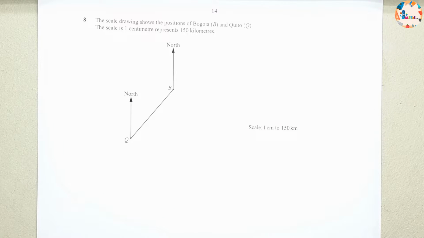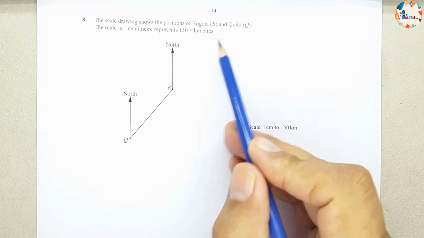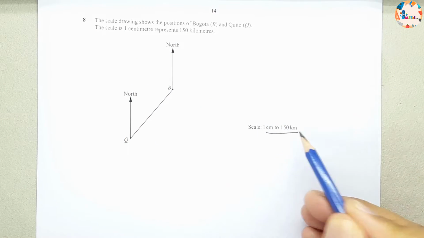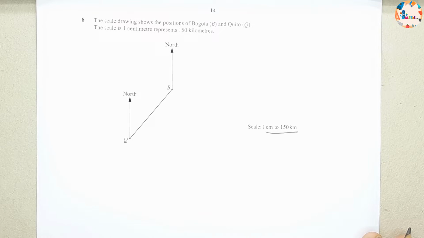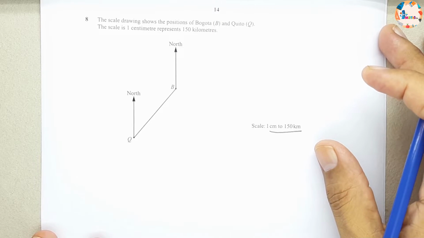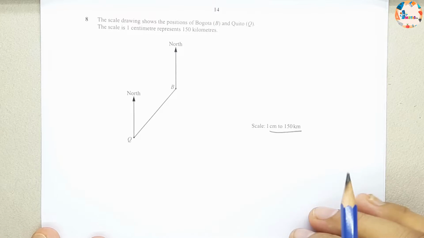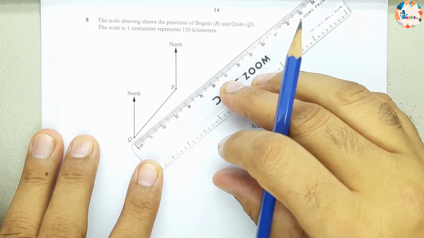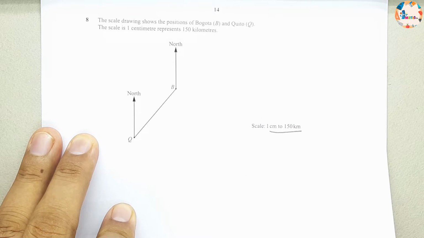Now this is a bearing question. Question number 8. The scale drawing shows the positions of Bogota B and Quito Q. So these are the two locations. The scale is 1 centimeter to 150 kilometers. You will have to keep in mind that scale drawings in this published paper are reduced compared to the original paper. So we may have a variation of measurements in terms of length. I'm talking about angle measurements will remain the same, but length measurements will be different.